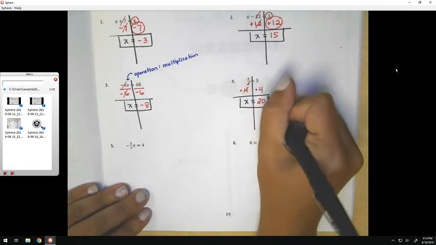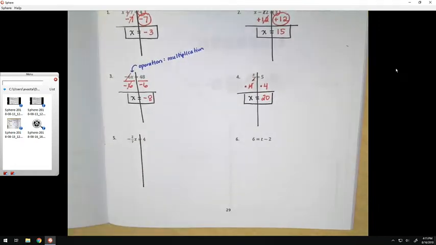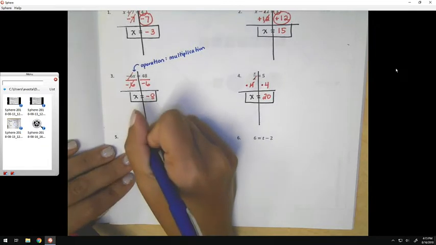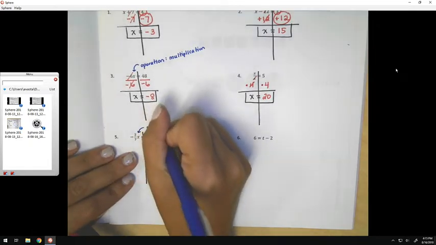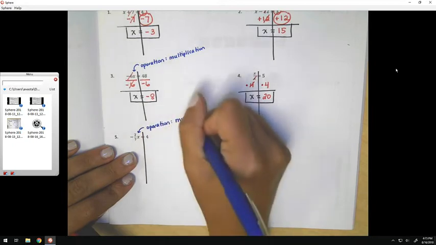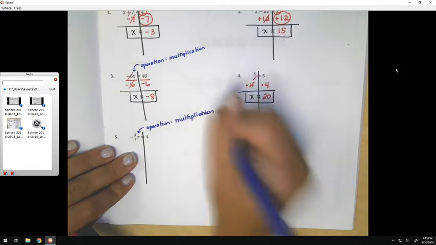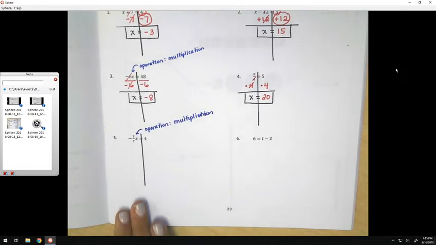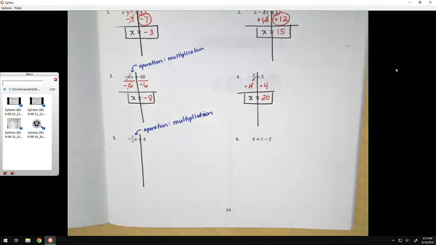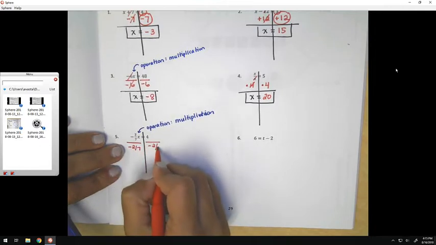In problem number 5, I would draw a line through my equals sign. Again, the invisible operation here is multiplication because there's nothing in between the number, which is negative 2/7, and the variable, the x. So what I would have to do here to undo multiplication is divide. So I would be dividing by negative 2/7 on both sides of that line.